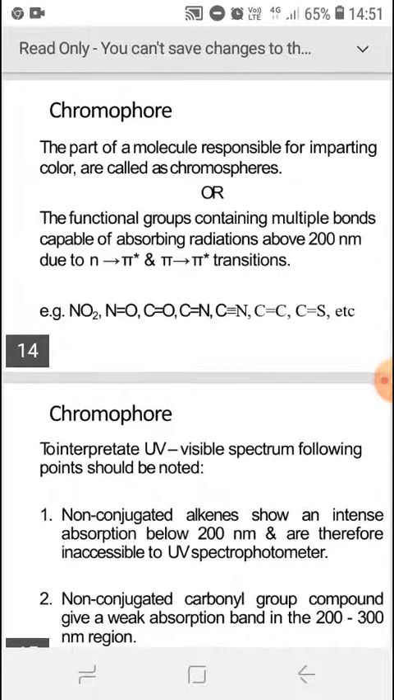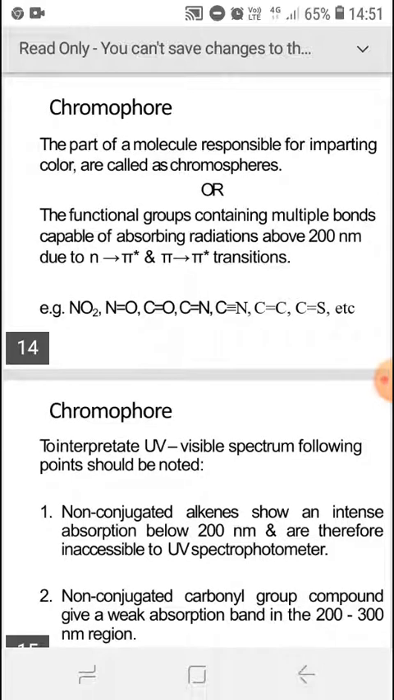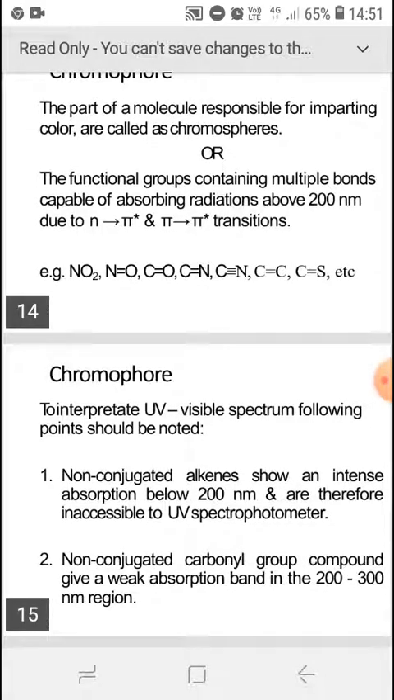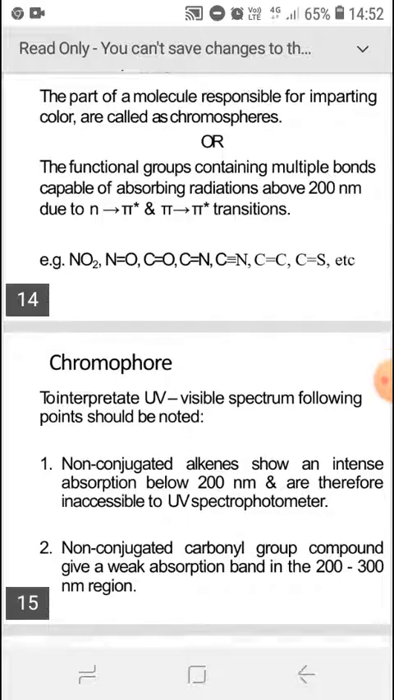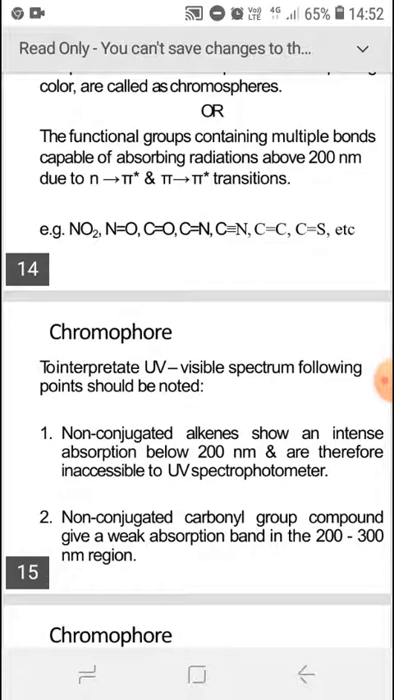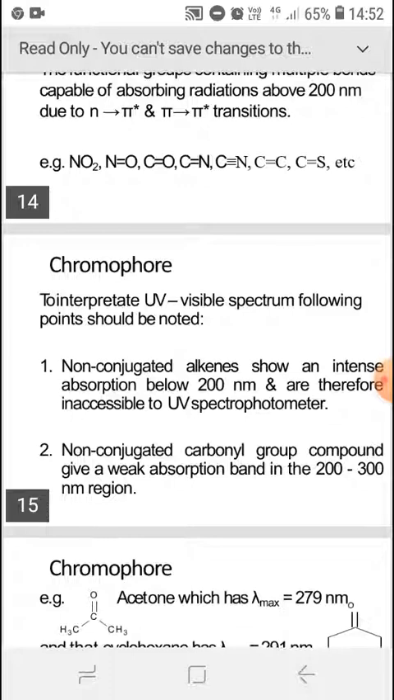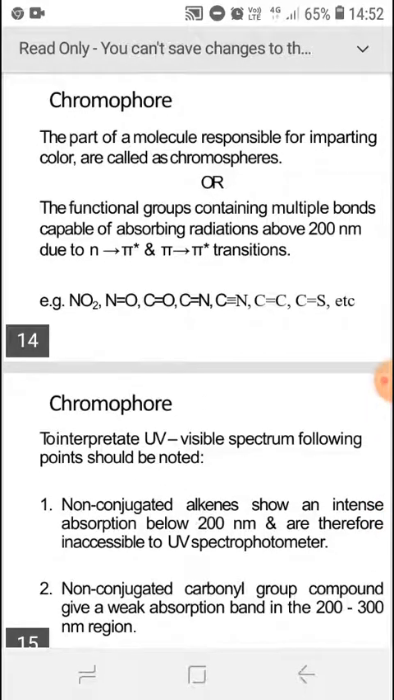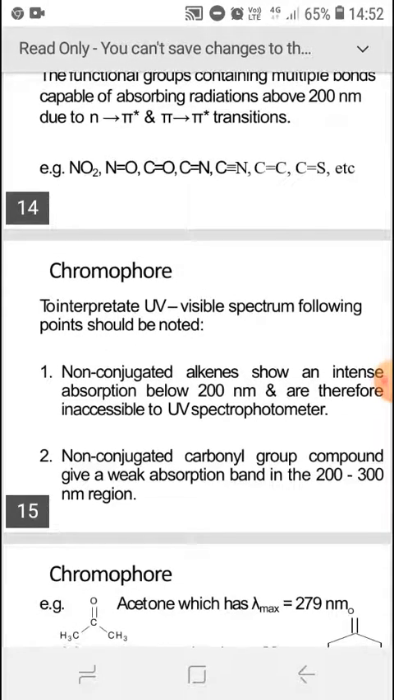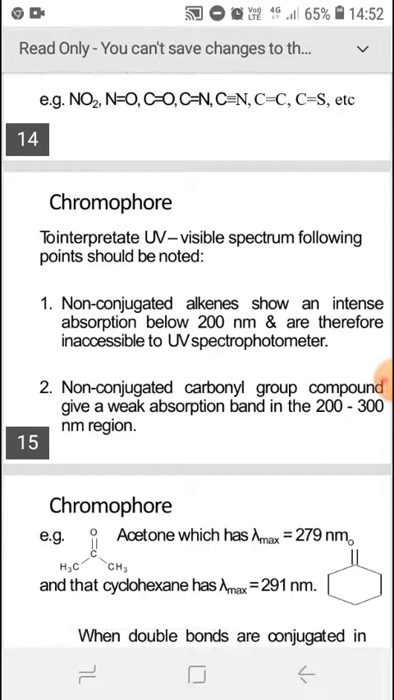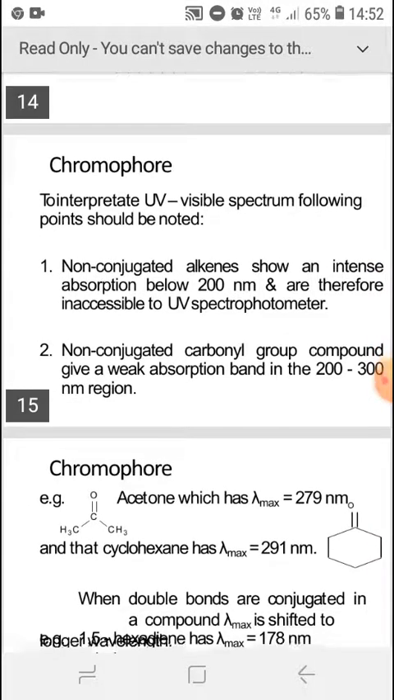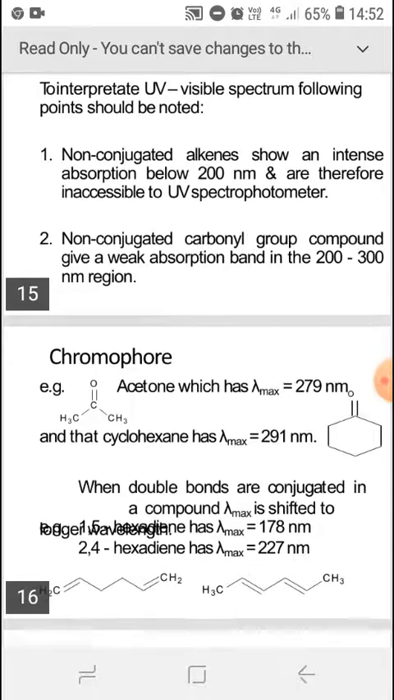Another terminology we will use is chromophore. The part of a molecule responsible for imparting color is the chromophore, or you can say the functional group containing multiple bonds capable of absorbing radiation above 200 nanometer due to n to pi star and pi to pi star transitions, like NO2, NO, C=O, C=N, C≡N, C=C, C=S.